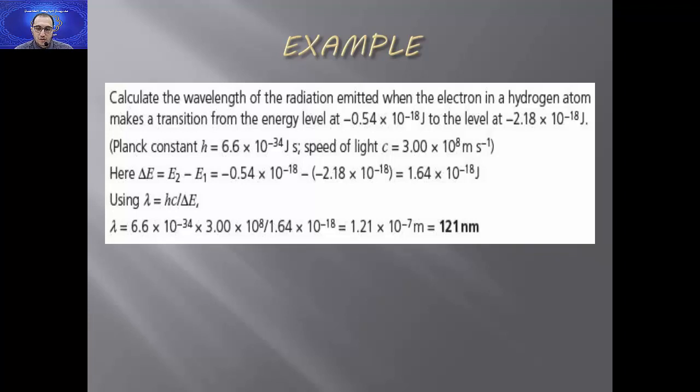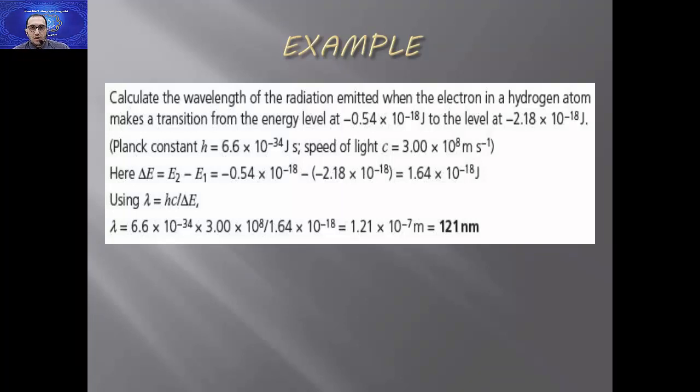Using the formula delta E equals hf, we said it before, and we can also write it in another form, delta E equals hc over lambda. So if we need lambda, lambda equals hc over delta E. Lambda now equals, h is Planck's constant, 6.63 or 6.6 according to the givens, 6.6 times 10 power negative 34 times c, the speed of light, 3 times 10 power 8, divided by delta E, which we got from the subtraction. So the final answer will be 1.21 times 10 power negative 7 meter.